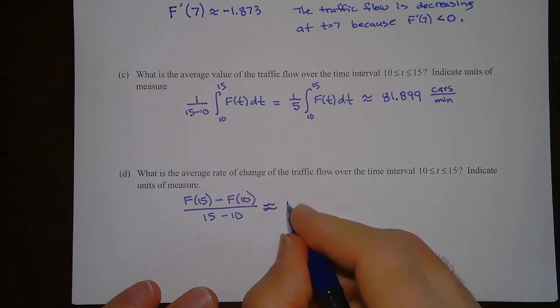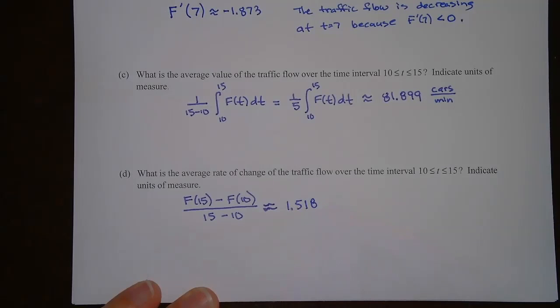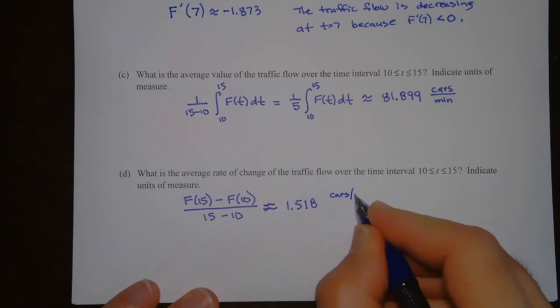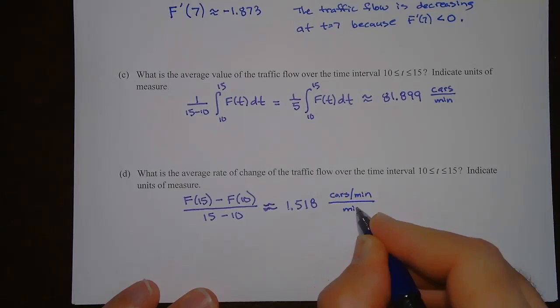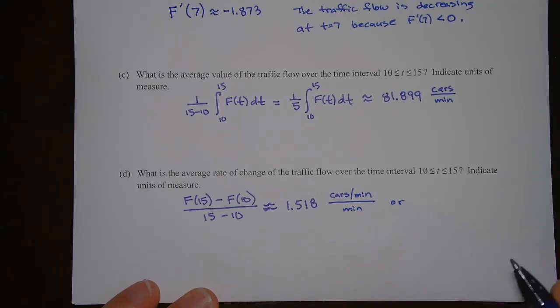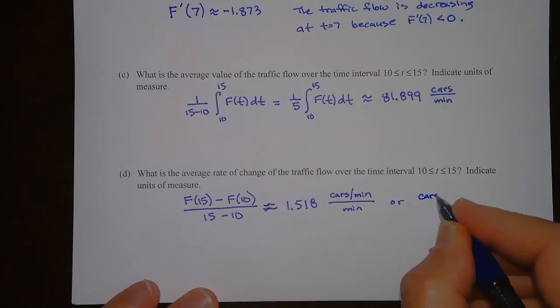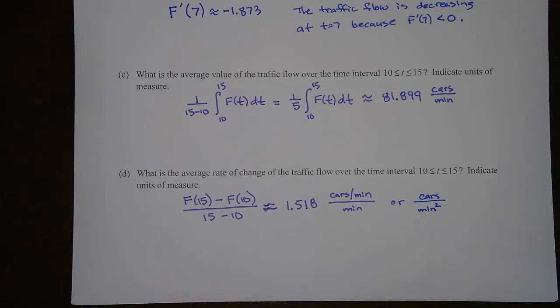Okay, so this is 1.518. Okay, and what are the units for this, right? So the F units are cars per minute. So we could say cars per minute per minute, okay? Or that's equivalent, because that's a complex fraction, right? So you could also write cars per minute squared, okay?